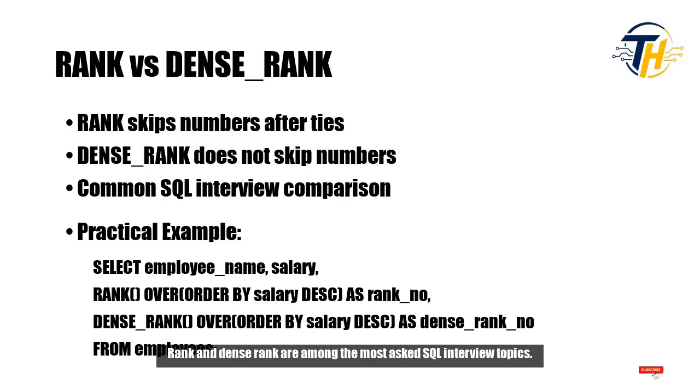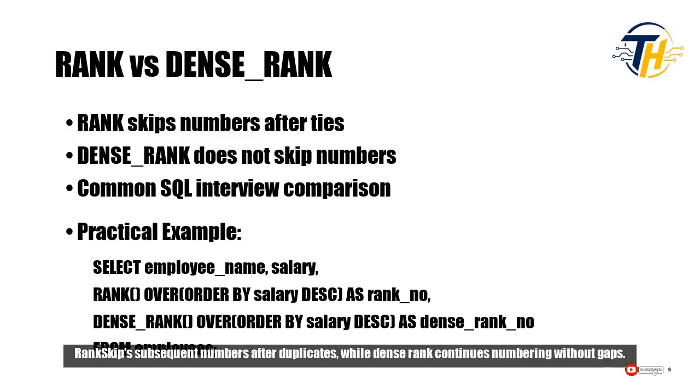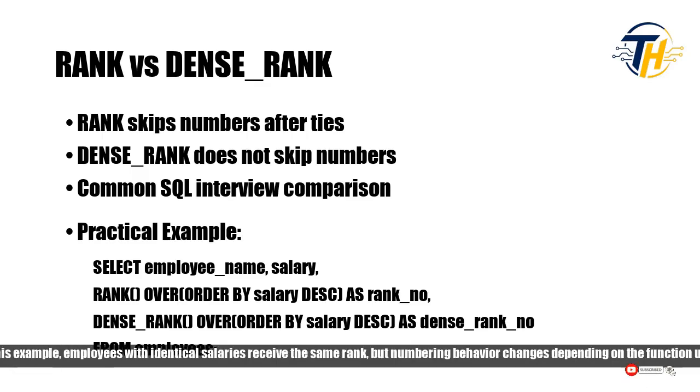Rank and dense rank are among the most asked SQL interview topics. Both functions rank rows based on sorting criteria, but the difference appears during ties. Rank skips subsequent numbers after duplicates, while dense rank continues numbering without gaps. Companies use these functions in leaderboards, employee evaluations, and sales competitions. In this example, employees with identical salaries receive the same rank, but numbering behavior changes depending on the function used.